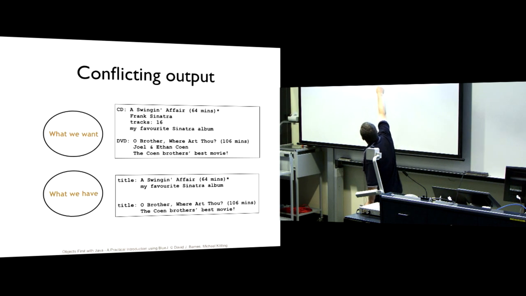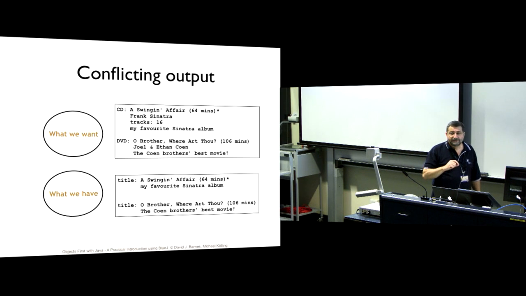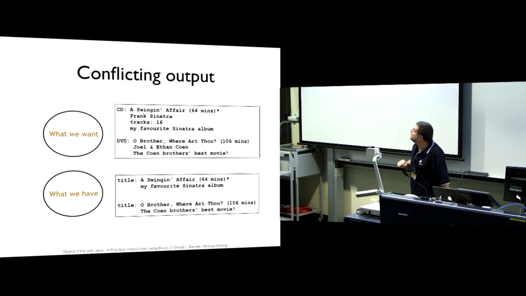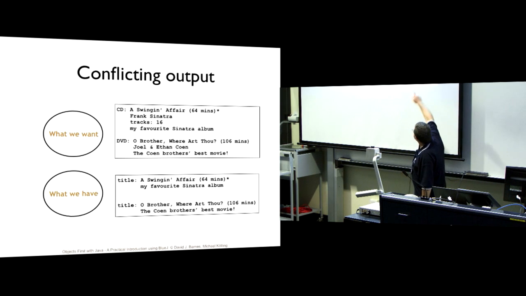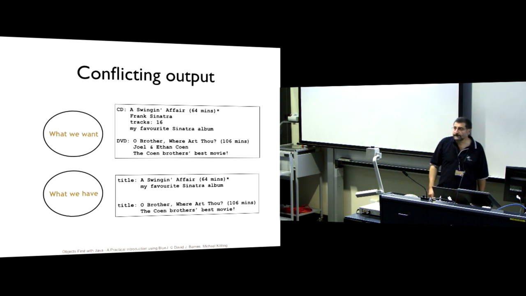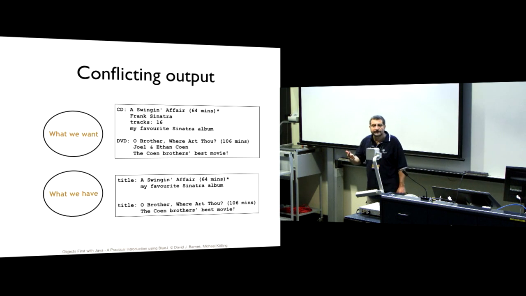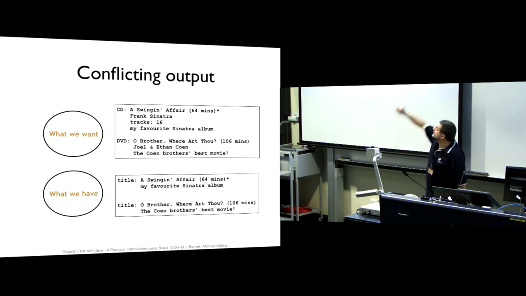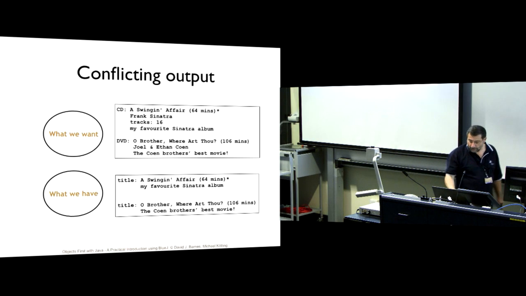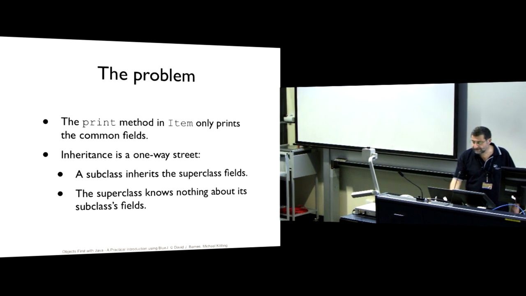Whereas we might want individual information, like for a CD, we might want to know the number of tracks and the artist. For a DVD, we might want to know the director, as well as the title and other things. Because we're just using the generic print, we get just the two things that are common to both types of objects, which is the title and the description. Okay? Now, suppose we want to customize the print routine so that we do get the more detailed information for each kind of object.